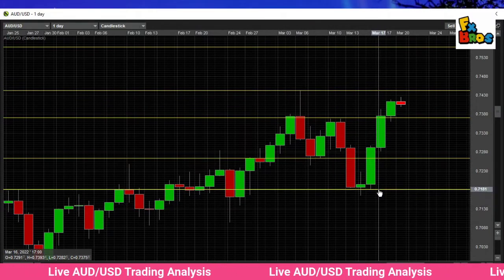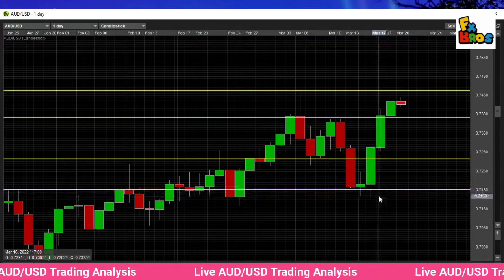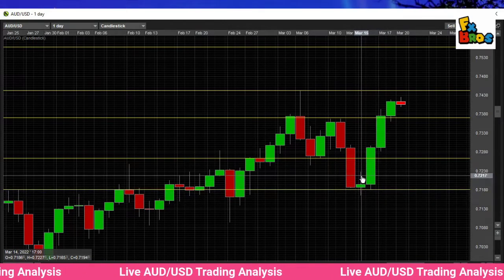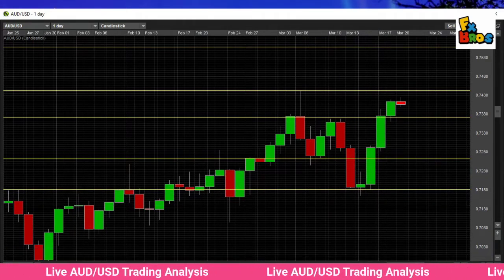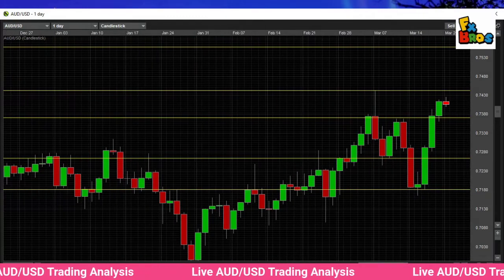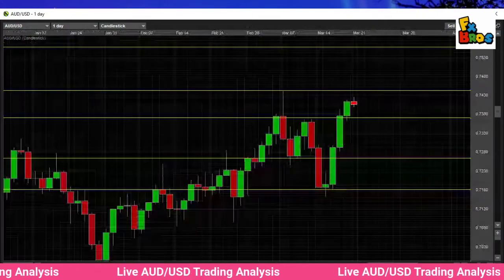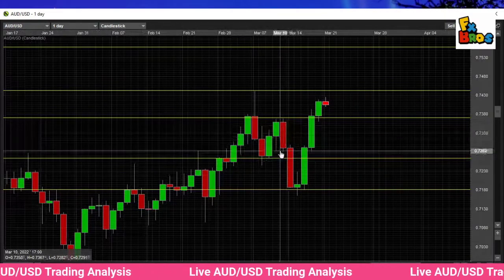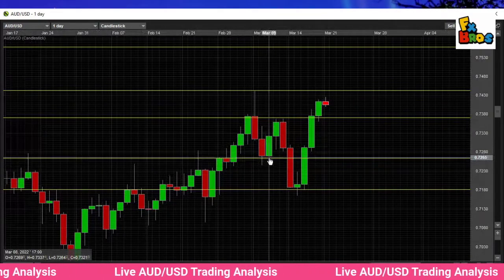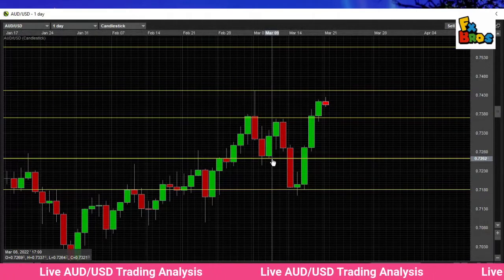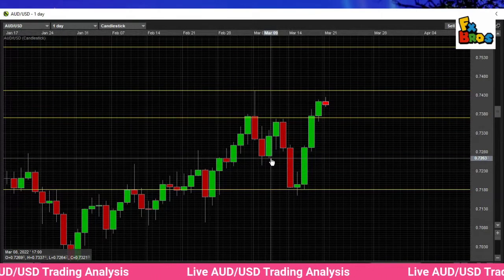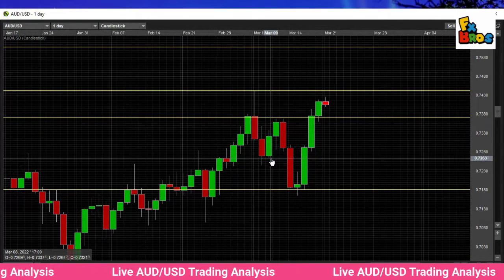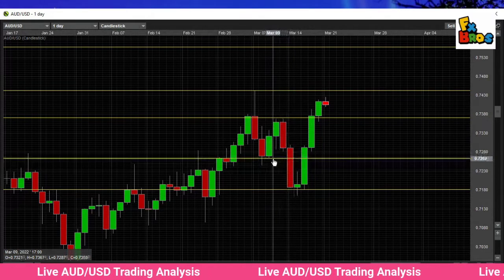71.80. That's the 7180. And then I had marked this low, this little dip right here, because that was a nice little swing low. So I want to just keep that in the back of my head, and I think that is 72.63.